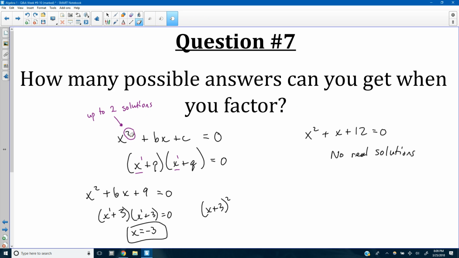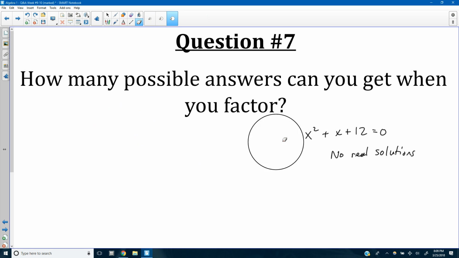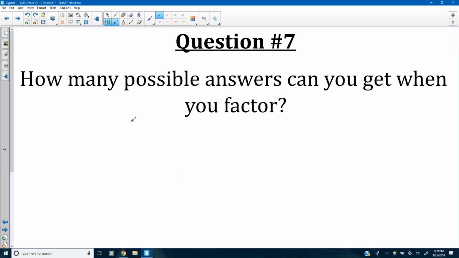Now, how did I see this as a quadratic? Well, because of the 2 here, or in factored form, you see those guys. Now, what does that mean for anything else? Because this is a great question. How do you know how many solutions you're going to have? Well, not that, but how many possible answers can you get? Well, what if it's a cubic? If it's a cubic, you'll have up to 3 solutions.